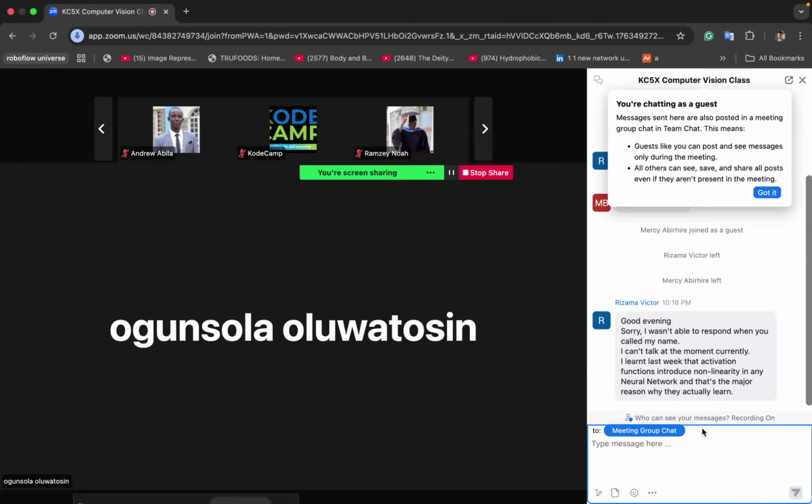Then activation function is like a threshold that you set for a particular node. The moment it gets to that threshold, it performs that task. But as long as it doesn't get to that threshold, it will not transfer that information to the next layer. That's what I understand. Thank you. Okay, you tried. Who else?